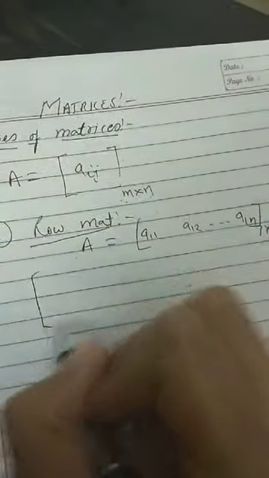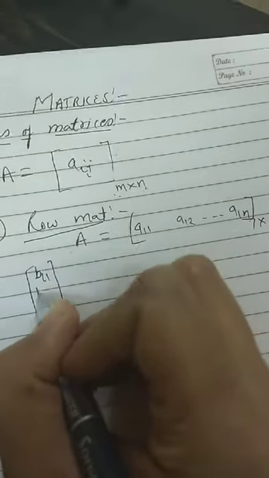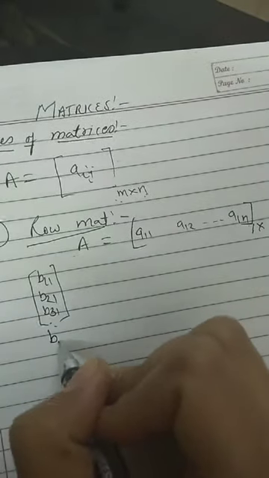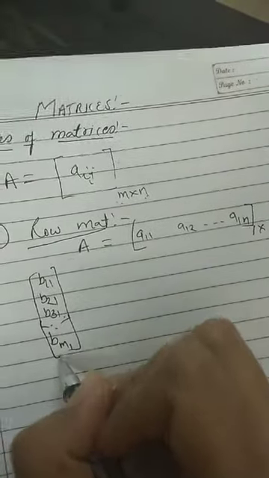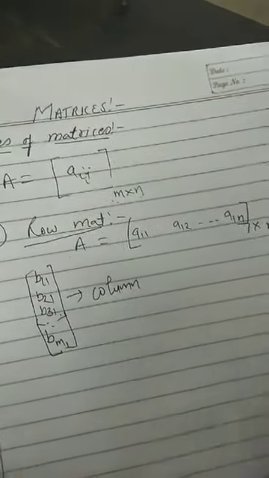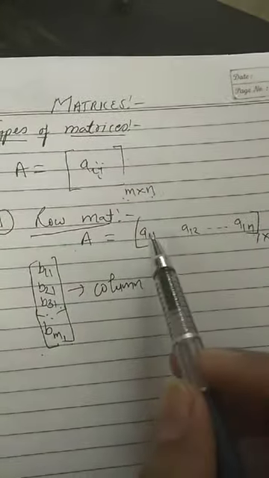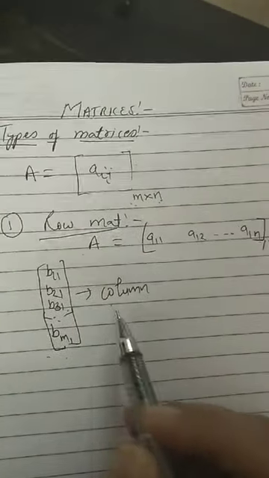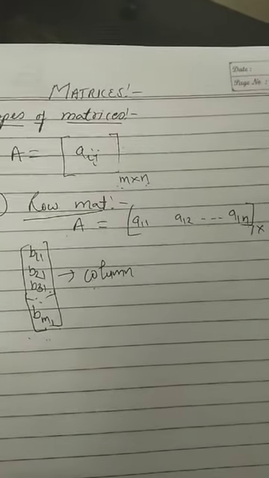On the other side, if the matrix has only one column, that means B11, B21, B31 and so on up to Bm1, right? If this matrix has only one column and the number of rows can be any, then this is called a column matrix. So a matrix with one row is called a row matrix, a matrix with one column is called a column matrix, and it always remains a rectangle only.